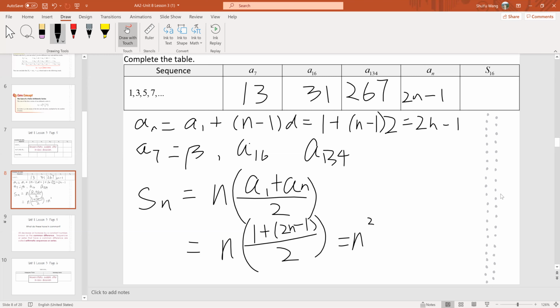With this, you can find the sum of the first 16 terms of this sequence. So you just need to plug in n with 16. So that will give you 256.